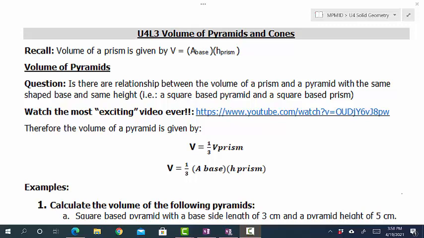Unit 4, Lesson 3, Volumes of Prisms and Cones.